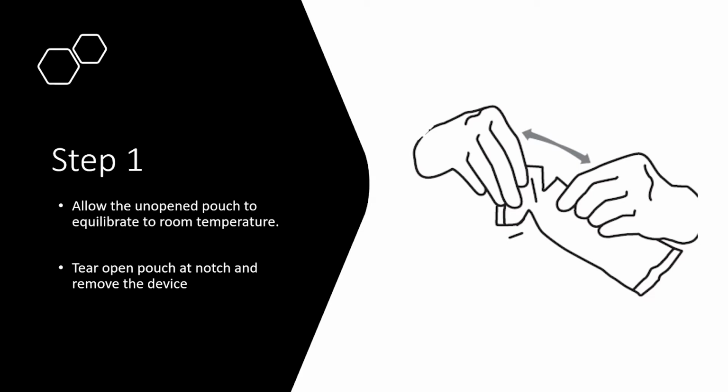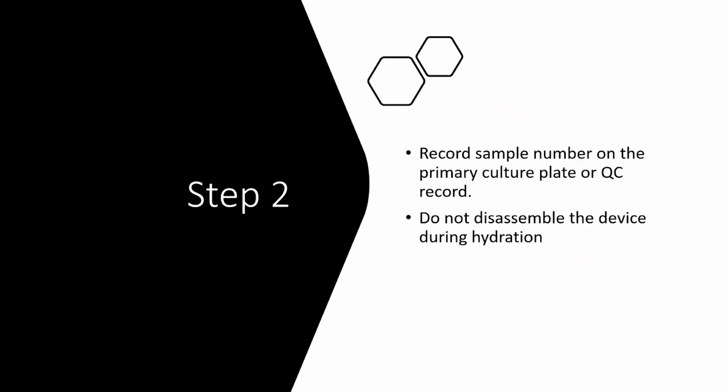a visual presentation of how the samples are prepared. Initially, we open the foil pouch, but before we do that, we let the sample equilibrate to room temperature. So obviously taking it out of the fridge and letting it equilibrate. Then we remove the device. Now, as I said before, it's only the actual pouch itself which is labeled.